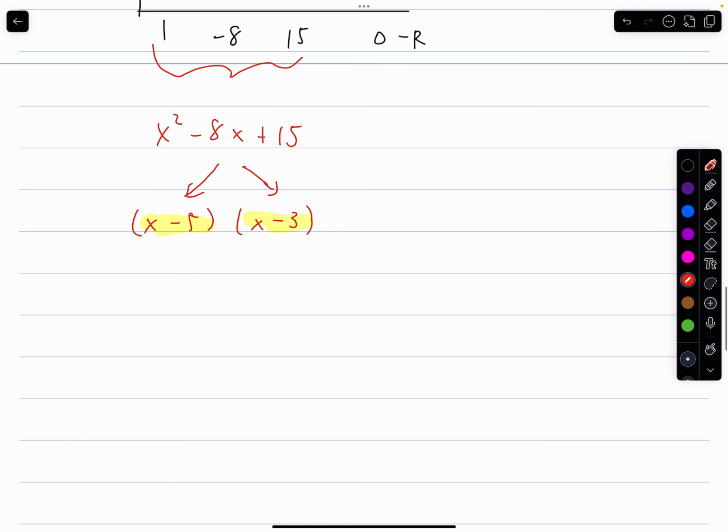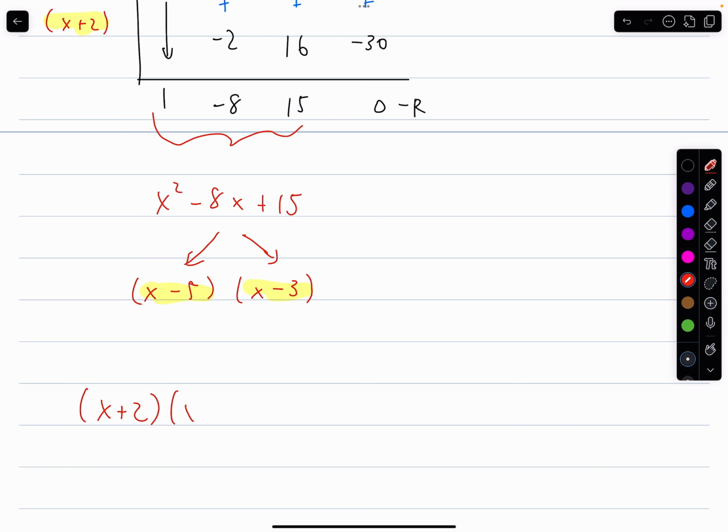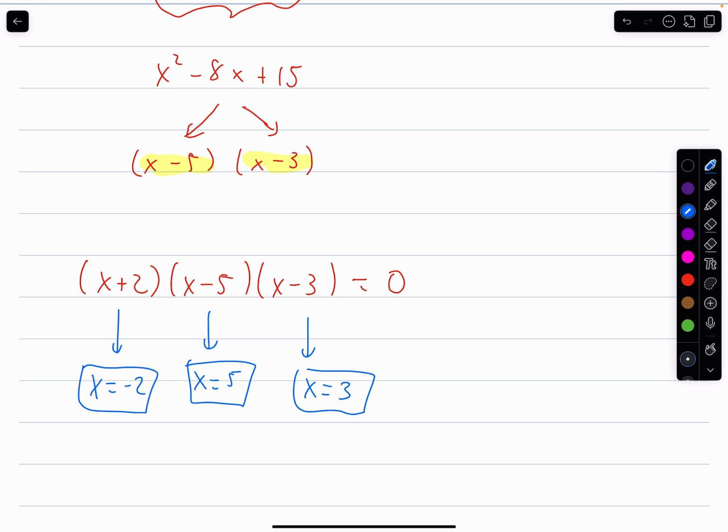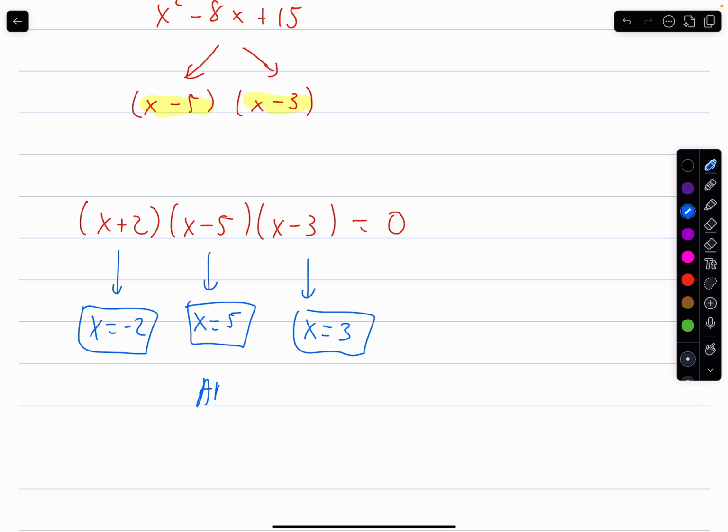So now, when we put it all together, we're going to have x plus 2, x minus 5, x minus 3 equals 0. When these questions say solve the polynomial equation, all it's asking you to do is factor it and then find the roots. So let's find the roots. X plus 2, we know that's x equals negative 2. X minus 5, we know that's x equals 5. X minus 3, we know that's x equals 3. And these 3 are your answers. And it's as simple as that.